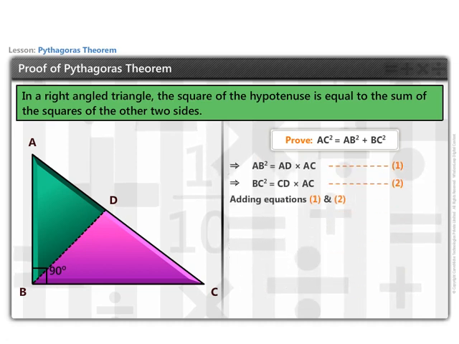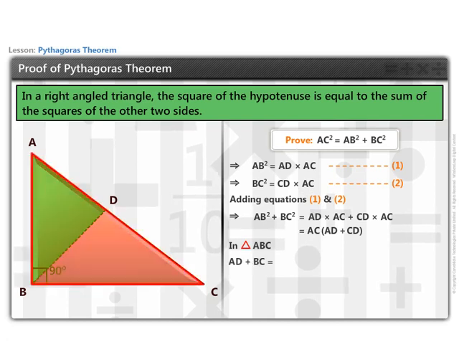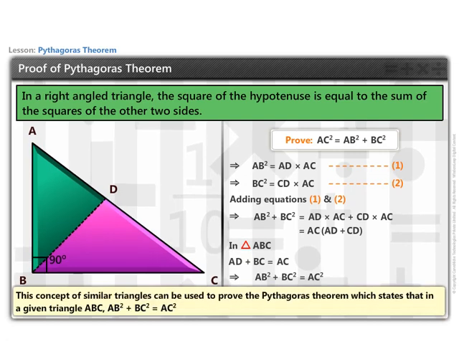Adding equations 1 and 2, we get AB square plus BC square is equal to AD into AC plus CD into AC, which is equal to AC into AD plus CD. Since in the above triangle ABC, AD plus CD is equal to AC, substituting this in the above equation, we get AB square plus BC square is equal to AC square. This concept of similar triangles can be used to prove the Pythagoras theorem, which states that in a given triangle ABC, AB square plus BC square is equal to AC square.